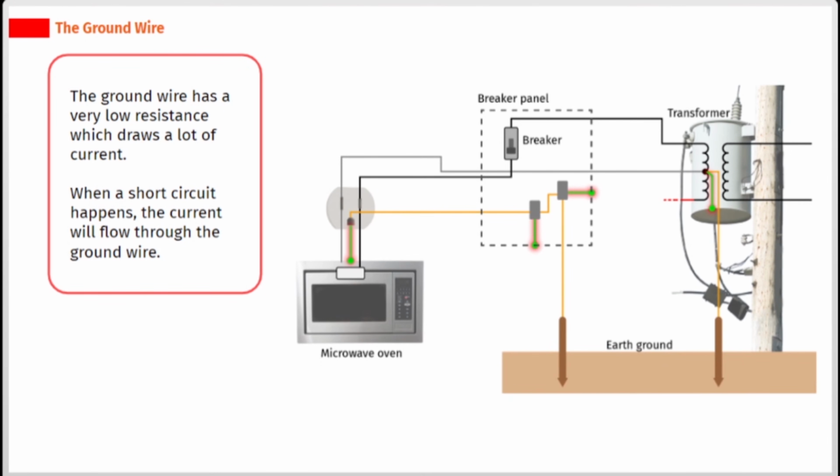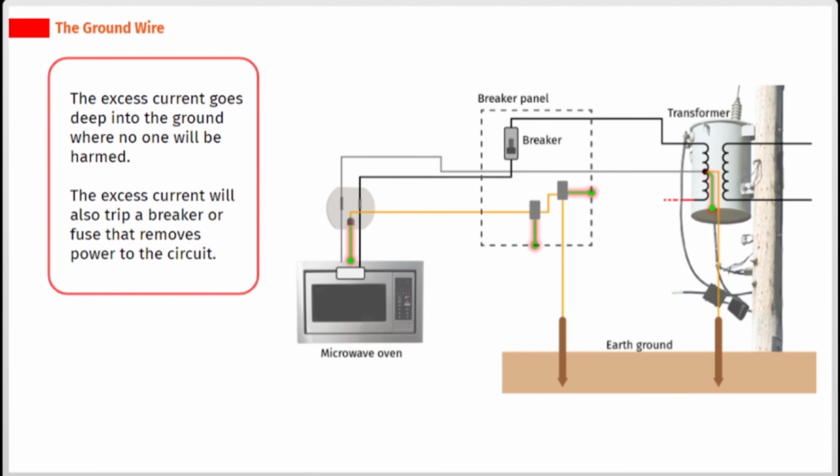The ground wire has a very low resistance which draws a lot of current. When a short circuit happens, the current will flow through the ground wire. The excess current goes deep into the ground where no one will be harmed. The excess current will also trip a breaker or fuse that removes power to the circuit.